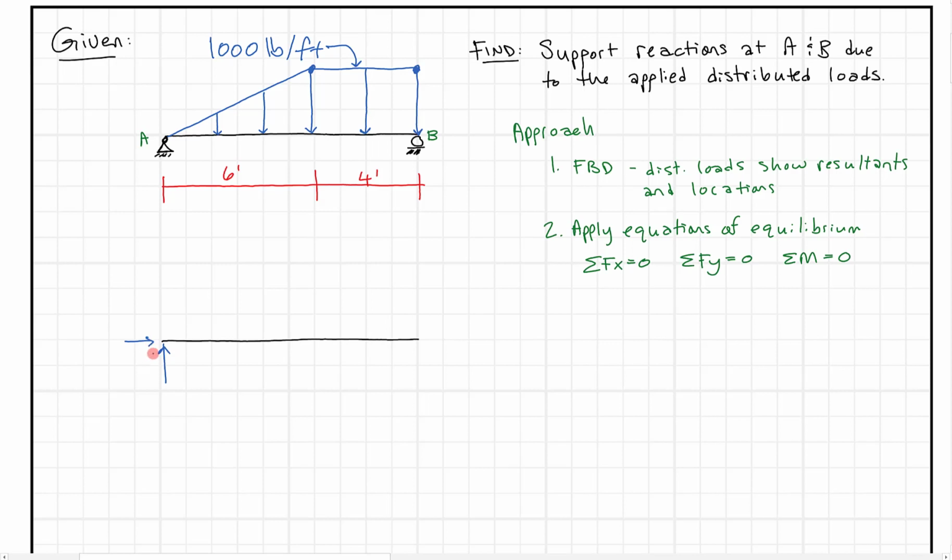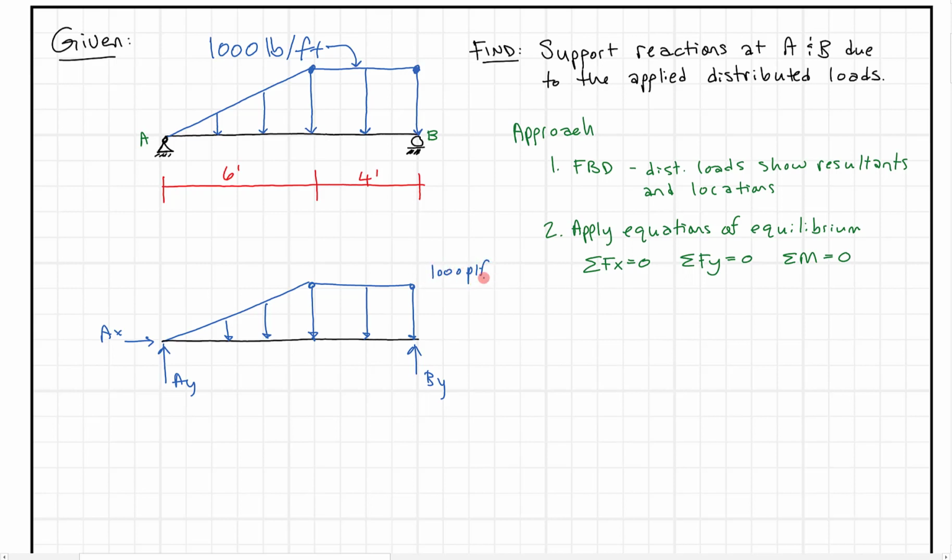When I draw a free body diagram, I like to include all the unknown forces that we have at the support reactions. So here we have AX, AY, BY. I like to include the known forces as well. So in this case, we have our distributed, uniform load. We also have our distributed uniformly varying load, right? So this point here and this point here are 1,000 pounds per foot.